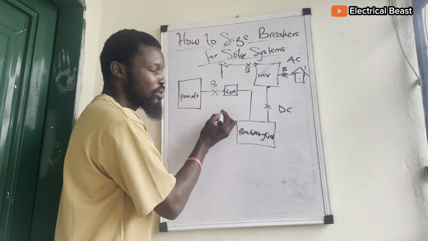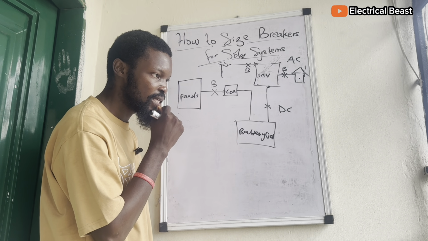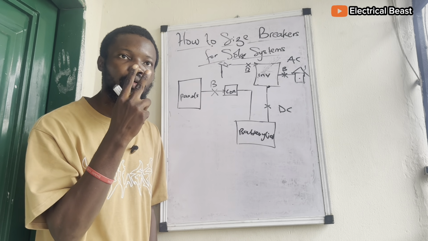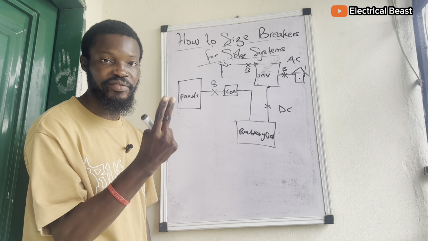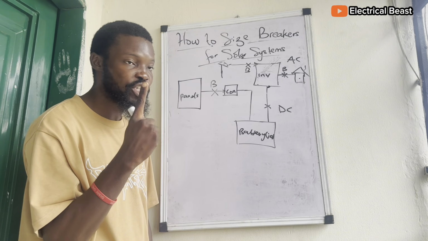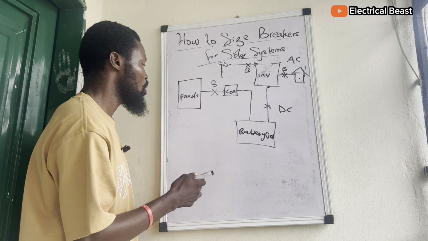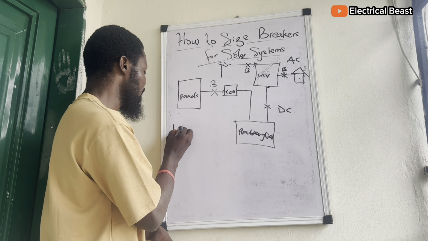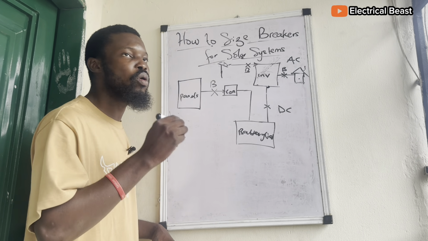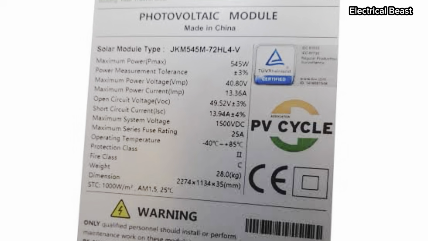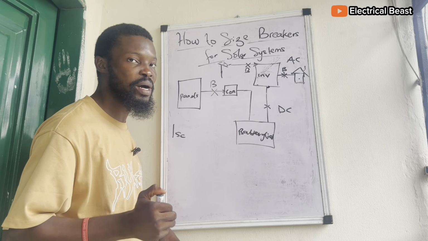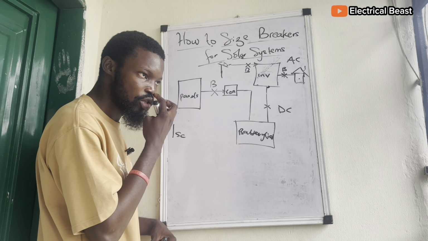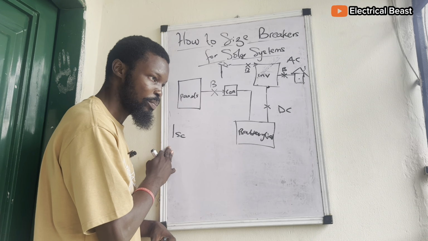For the panels and the controller, to be able to determine the size of breaker that is needed, there are two parameters you need to understand very carefully. You need to pay close attention to those two parameters. Number one, we have the short circuit current of the panels. ISC is a parameter on the nameplate of every panel you buy, every authentic panel you buy. Emphasis on authentic. ISC, short circuit current of each of the panels.